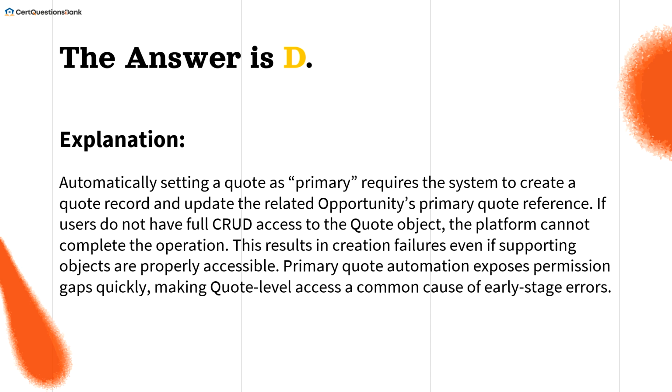This results in creation failures even if supporting objects are properly accessible. Primary quote automation exposes permission gaps quickly, making quote-level access a common cause of early-stage errors.